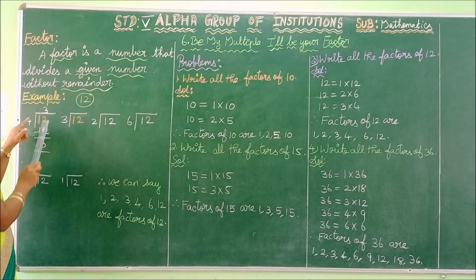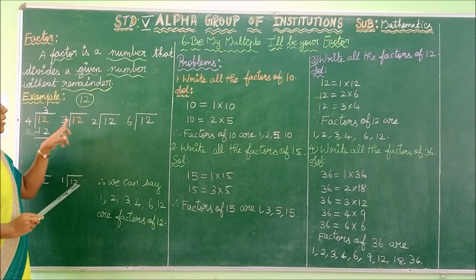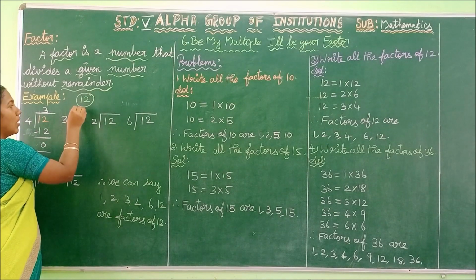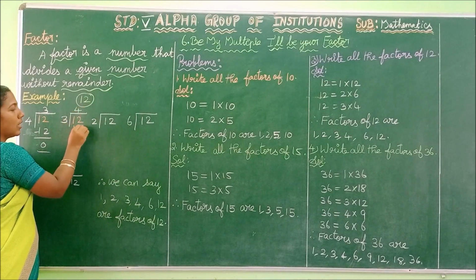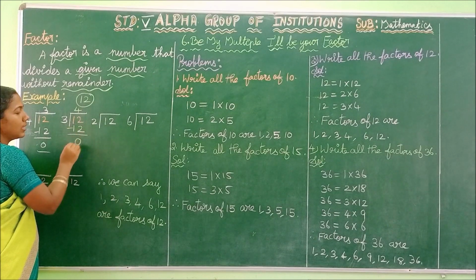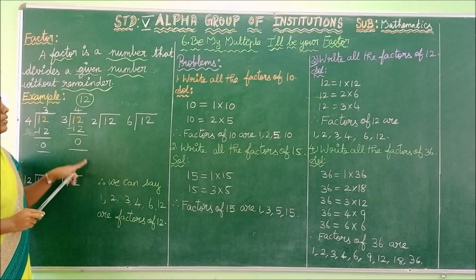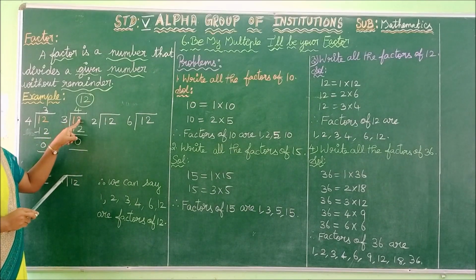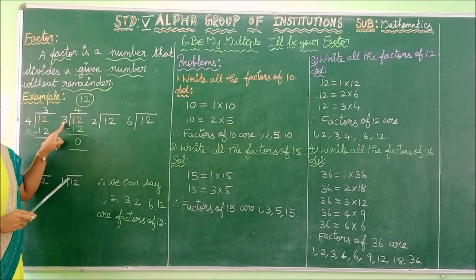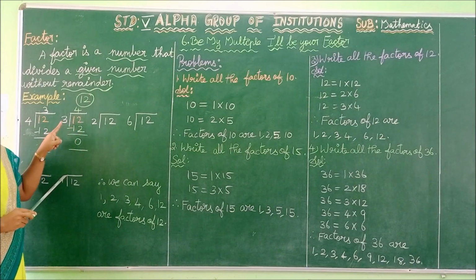Do you understand, children? Once again, I am going to divide 12 by 3. How many times does 3 go into 12? 4 times. So 4 3s are 12, and your remainder is 0. Thus, since we get the remainder as 0, we can say that the divisor is a factor of the given number. What is the given number? 12. So we can say 3 is a factor of 12.